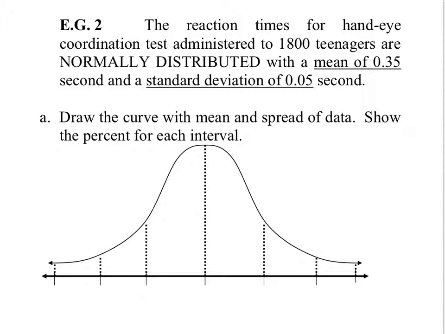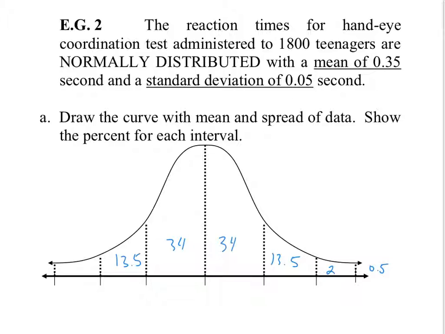So here is an example. We are going to be given a mean. In this case, it's a hand-eye coordination test of 1,800 teenagers. The results are normally distributed, and the mean is 0.35 seconds with a standard deviation of 0.05. Because we're told that this is normally distributed, we can use the curve and the percents, which are not written there, but that's one of the first things you're going to want to do, is go through and write your percents down for each region or each interval.